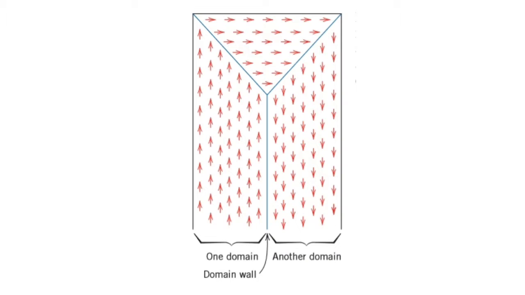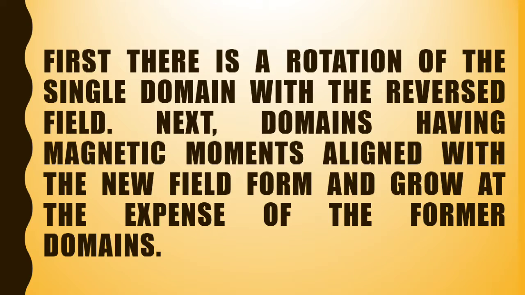Arrows represent atomic magnetic dipoles. Within each domain, all dipoles are aligned, whereas the direction of alignment varies from one domain to another. Now, how does hysteresis happen? The resistance to movement of domain walls that occurs in response to the increase of the magnetic field in the opposite direction accounts for the lag of B with H, or hysteresis.